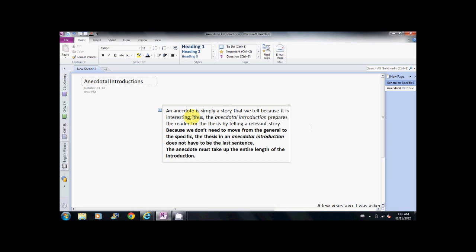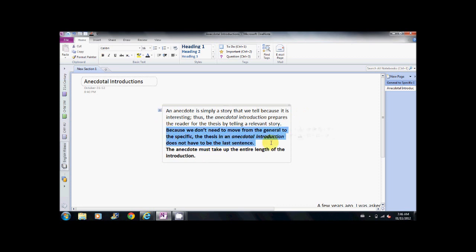An anecdotal introduction takes advantage of that, and what it attempts to do is to prepare the reader for the thesis by telling a story that's relevant to that thesis. So there are two important differences, I think, between a general to specific introduction and an anecdotal introduction. And it's these 2 points right here. Let's take this one first.